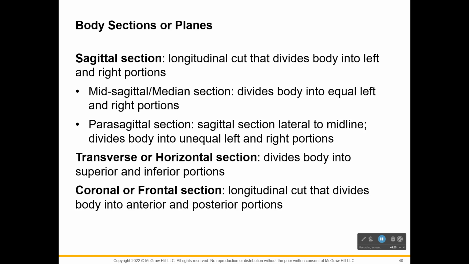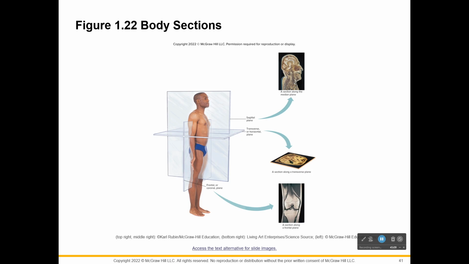Parasagittal is a sagittal section that's lateral to the midline, so it's off center, and it's not going to form equal left and right portions. So that's the sagittal section. Transverse, or the horizontal section, divides the body into superior and inferior portions. So you can cut yourself. We saw a transverse cut when we were looking at the visceral and parietal serous membranes. Coronal, or frontal section, is what divides the anterior or ventral portions and the posterior or dorsal portions, so the front and the back. And so here's those body sections.